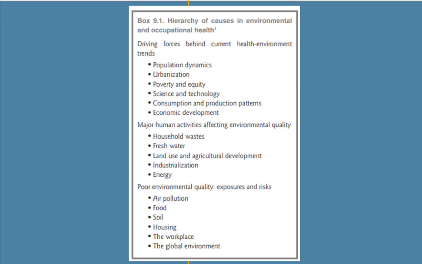And so there are driving forces behind current environmental health trends. Major human activities affect environmental quality. And poor environmental quality, these are the exposures and risks that we face: air pollution, food quality, our soil, how it's changed and how it can affect the food we grow. Housing, the environments we live in, how congested things are. Our workplace environments, and the global environment.